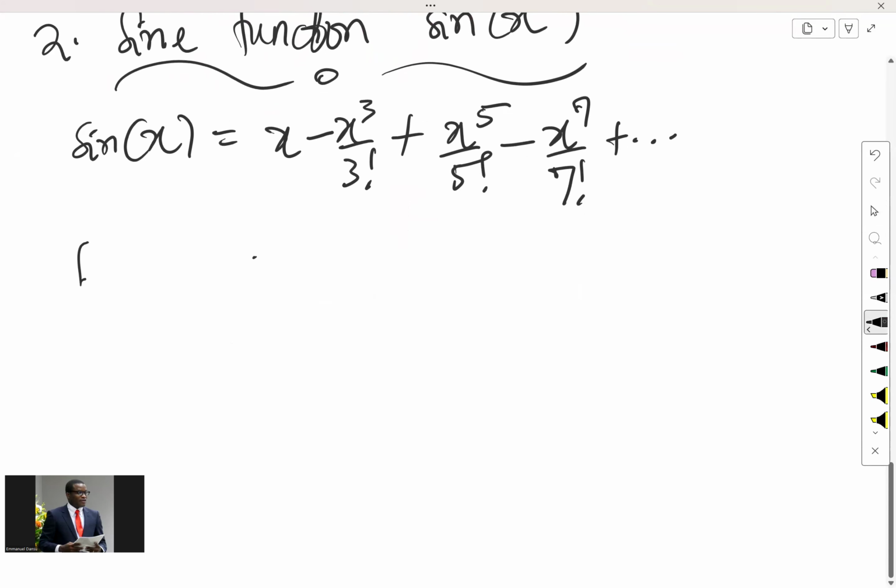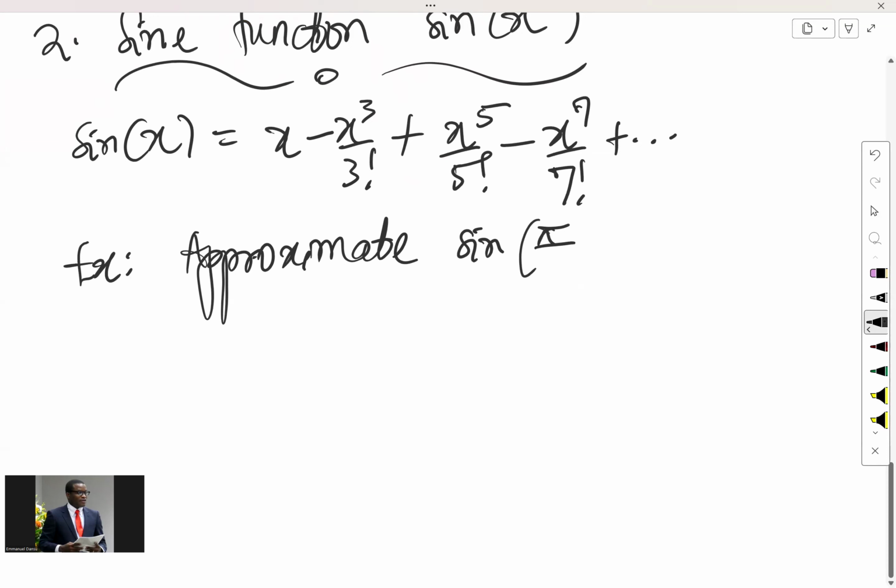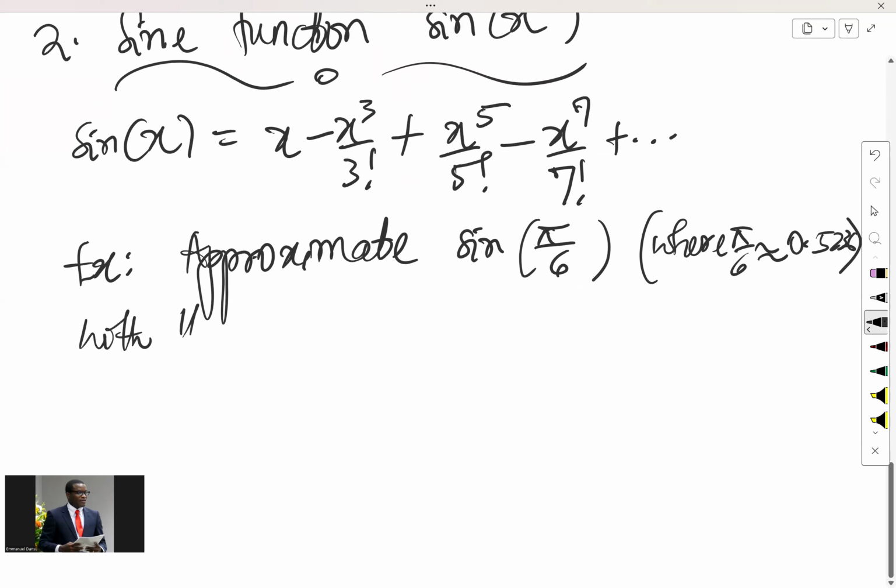If you want to take an example under this, let's approximate sine 30 degrees. Pi over 6 is 30 degrees, by the way. Since pi over 6 is in radians, we have pi over 6 to be approximately 0.5236.